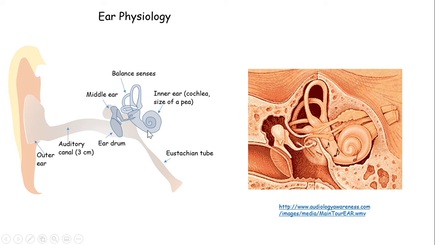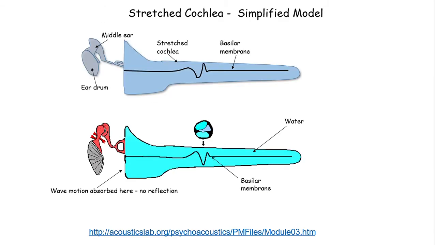So the spiraling form is complicated. To simplify, we will make a model of the cochlea where the cochlea is stretched out in a linear form. So the model looks like this. We have a linear cochlea, and the key part of the cochlea, in our analysis, is the basilar membrane.